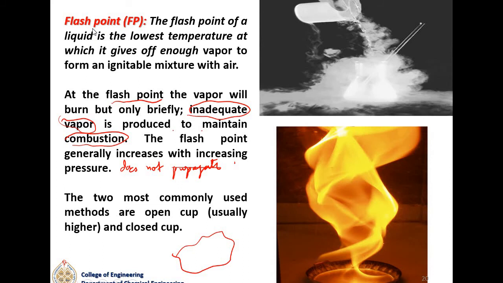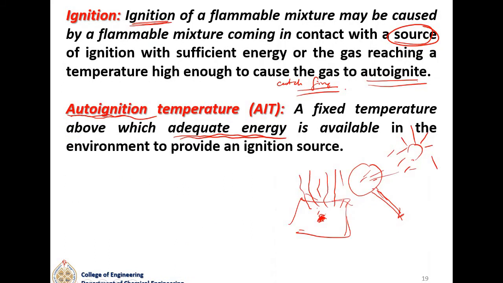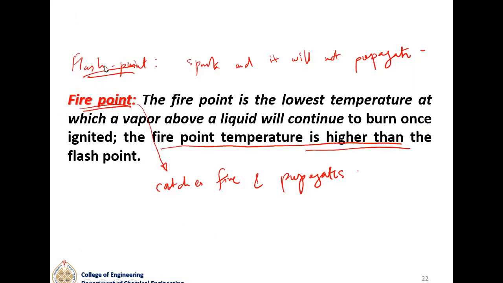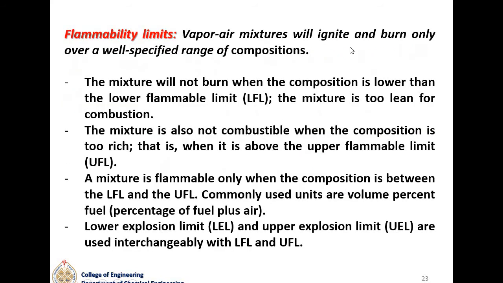And number three is the flash point, where we increase the temperature slowly until it flashes, until you have the spark temperature, but it does not propagate. When it propagates, you have a fire, and that is the fire point. So what's the definition now? The definition we are talking about here is the flammability limit. What is the flammability limit?